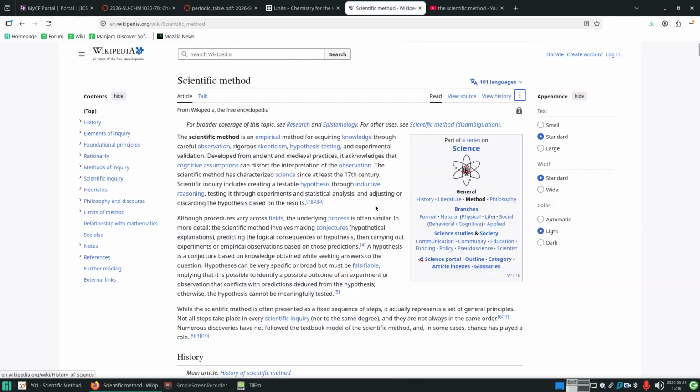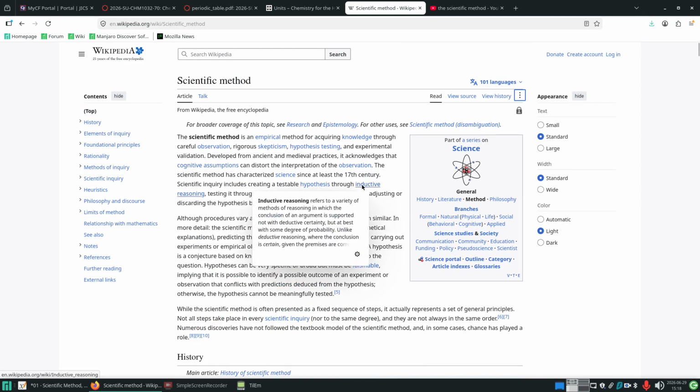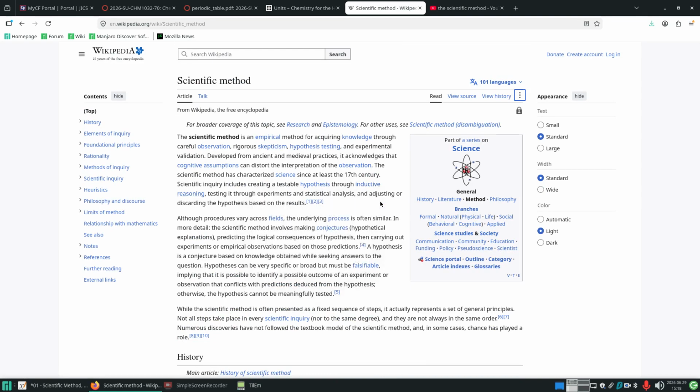Now, that's not to say that's true for all sciences or all scientific topics. I'm sure if I go to the Wikipedia page on global warming or the theory of evolution, I can see some of the discussion aspect of it. But scientific method, not so much.